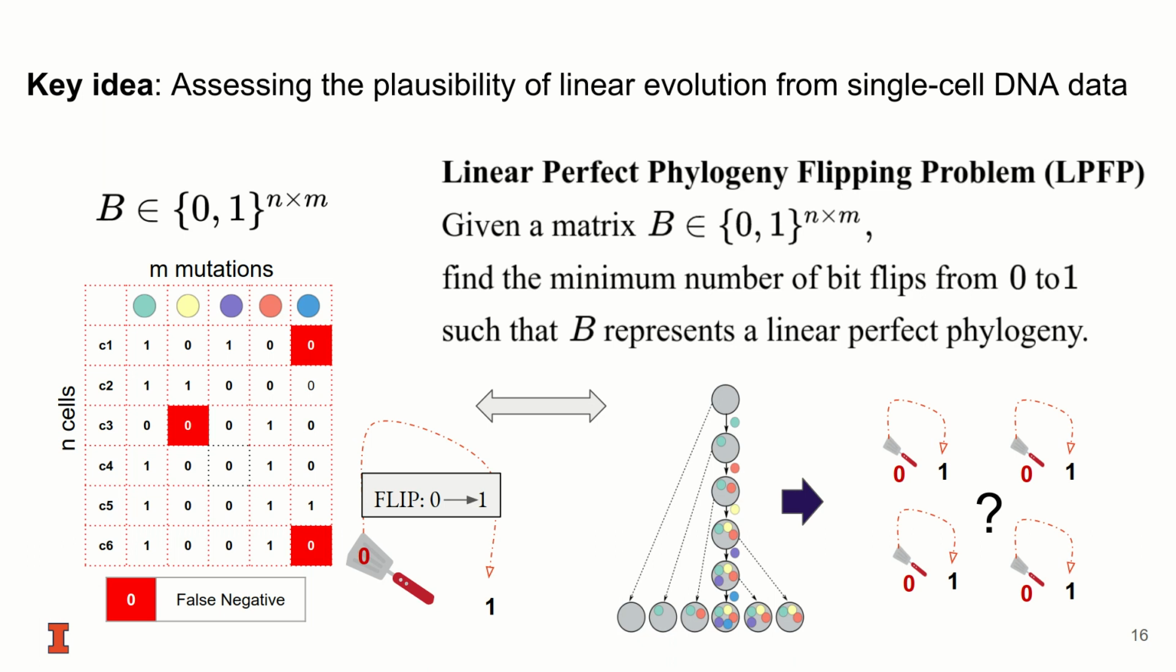So here a flip is always from 0 to 1 because we are focusing only on the possibility that an entry may be a false negative. So by looking for the minimum number of flips, we are looking for the minimum entries in B that must be corrected under our null hypothesis that the single-cell data matrix B represents linear evolution.